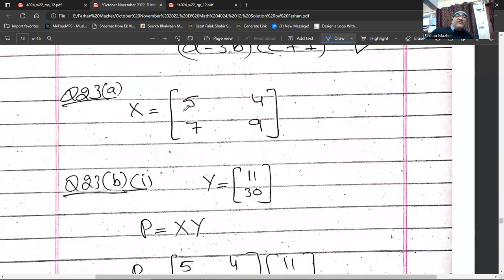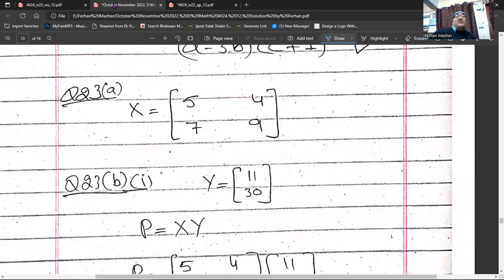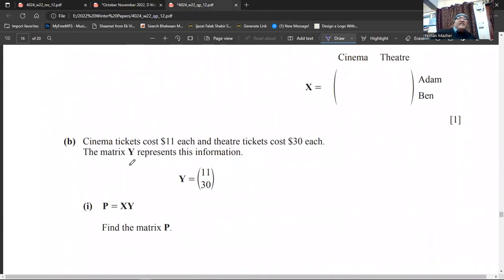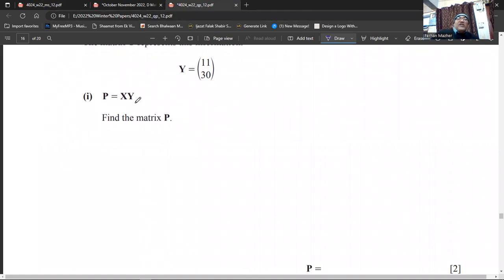Question number 23, A part: 5, 4, 7, 9. That's right. This is the solution. Okay. Then he says cinema tickets cost $11 each and theater tickets cost $30 each, and the matrix Y represents this information. This is the price of the cinema tickets and this is the price of the theater tickets. So just multiply. He says B first part, P is equal to XY.